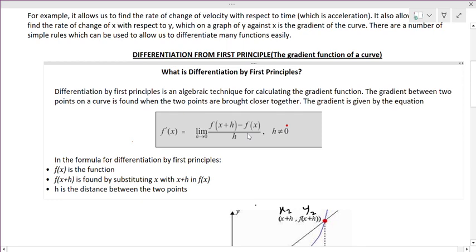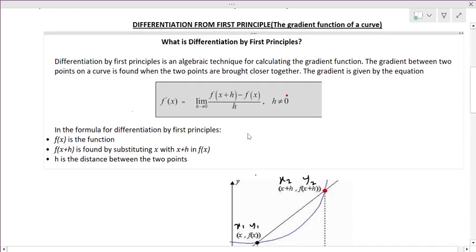Here we are saying h is not equal to 0 because if you let h be 0, you are going to get undefined. Our formula is going to be undefined. Now, in the formula above, this f of x that we are seeing here is the function, and this function will always be given to you in the question that asks you to find the derivative of that function.